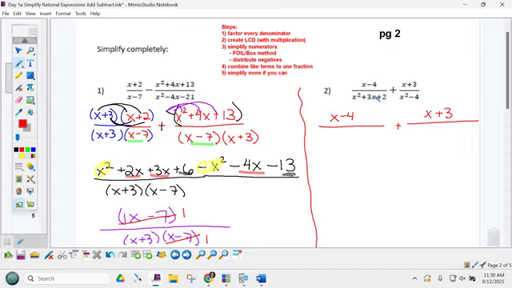So what multiplies to 2 that adds to 3 would be 1 and 2. x squared minus 4, that's the difference of perfect squares. So we're going to factor that to x plus 2, x minus 2.